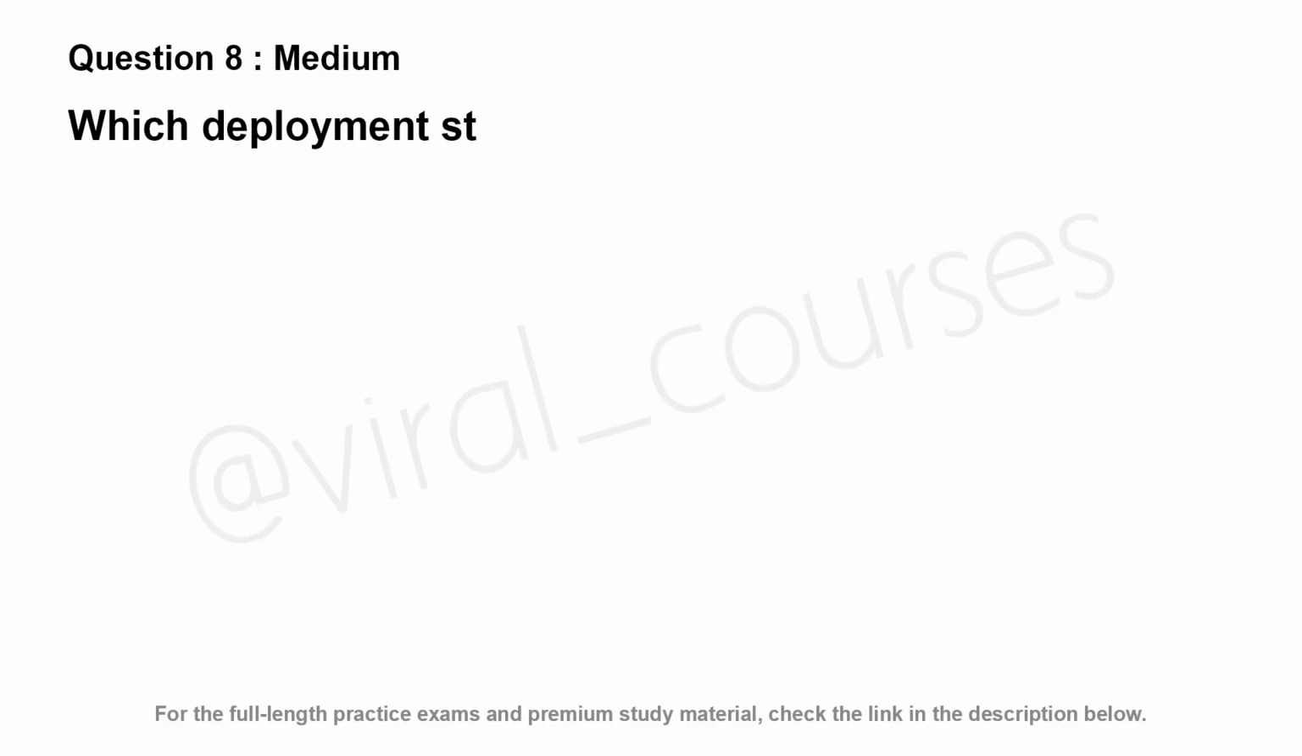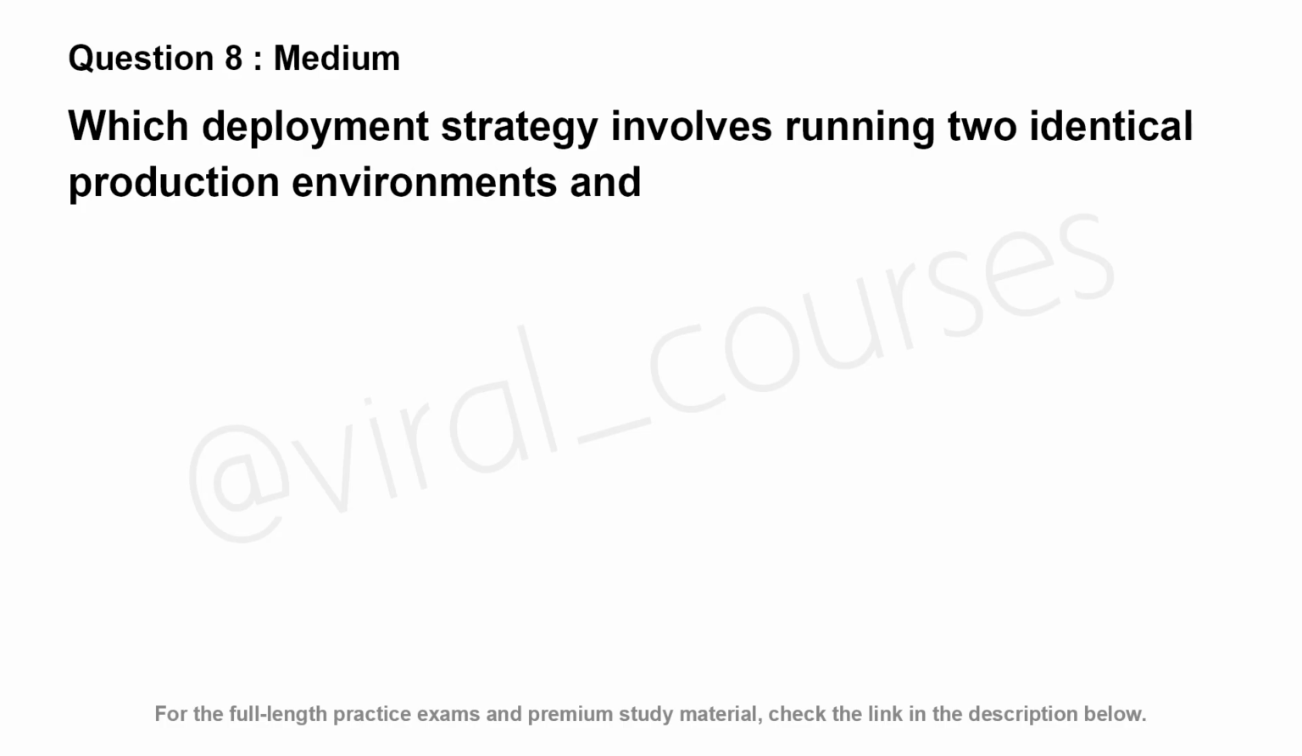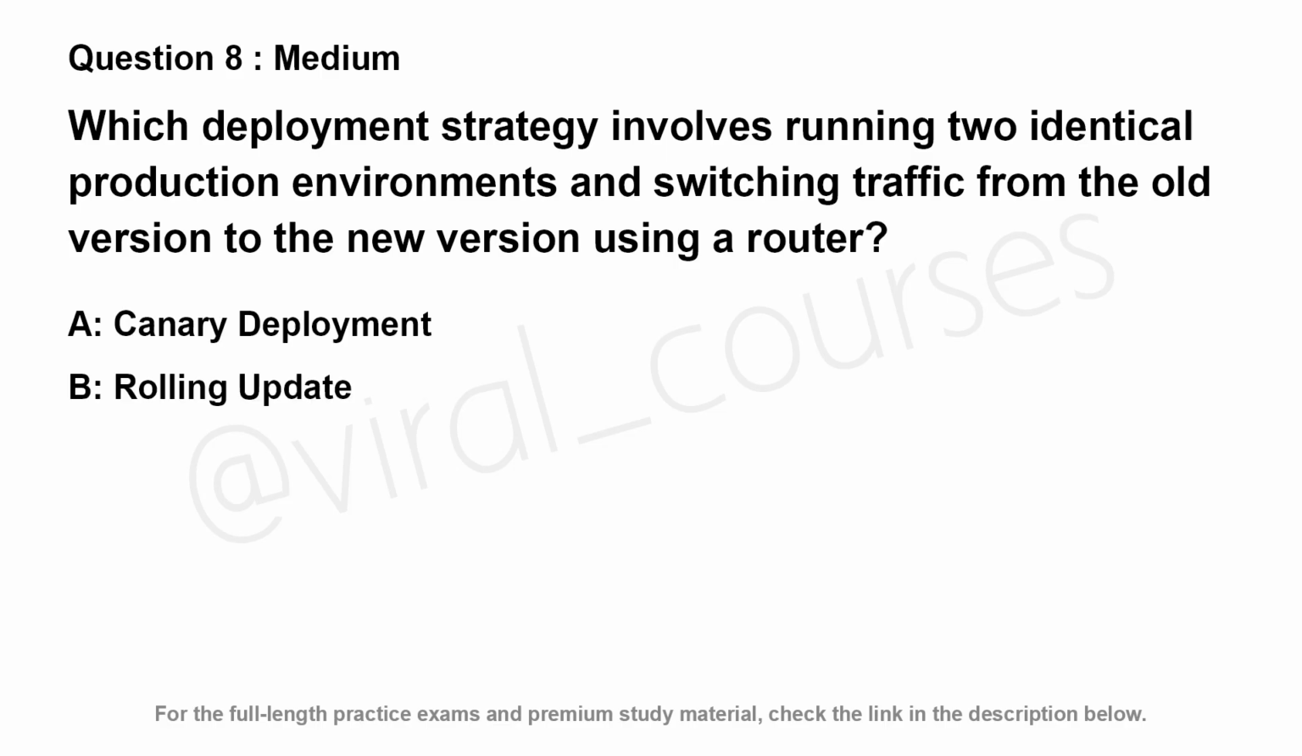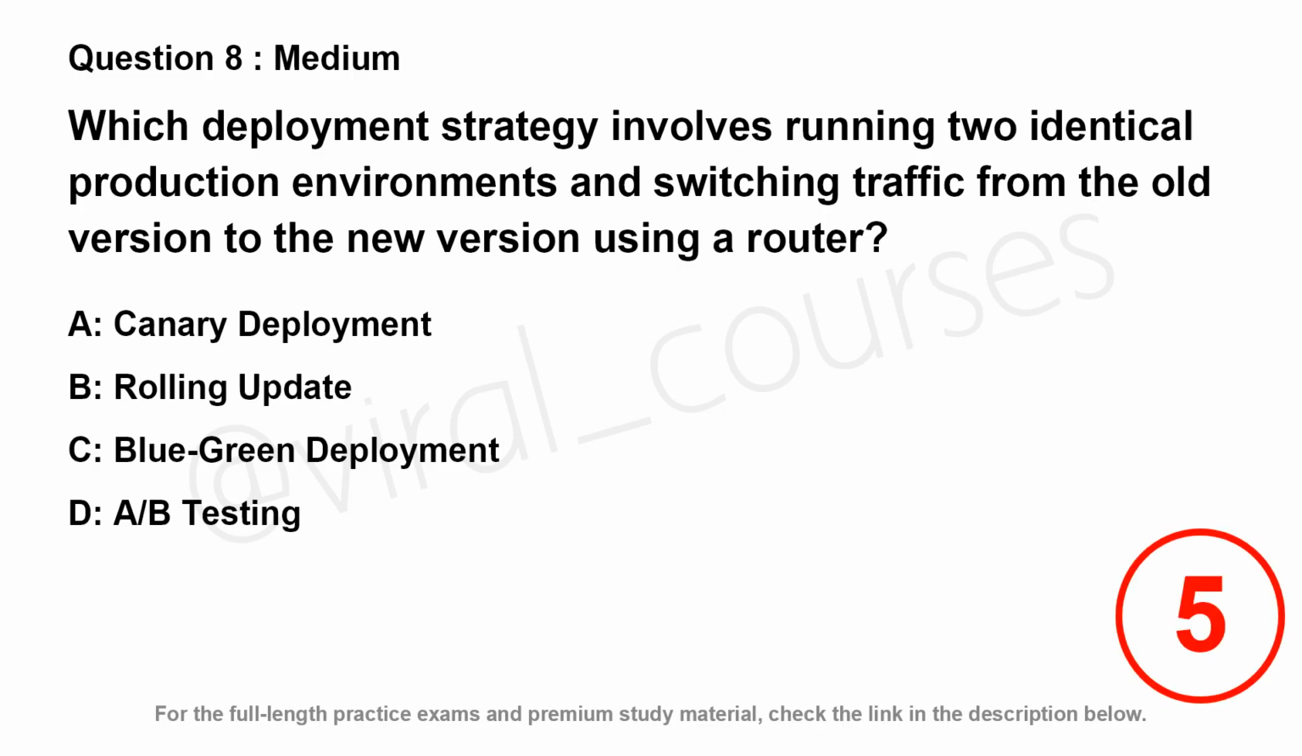Which deployment strategy involves running two identical production environments and switching traffic from the old version to the new version using a router? Option A, canary deployment. Option B, rolling update. Option C, blue-green deployment. Option D, A/B testing.